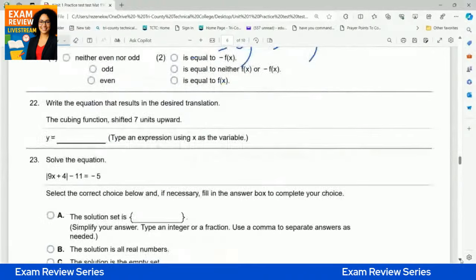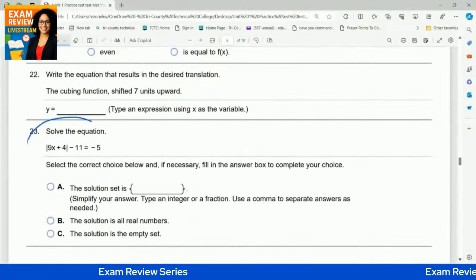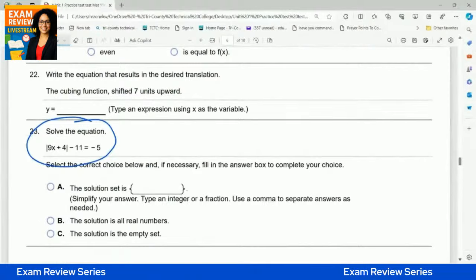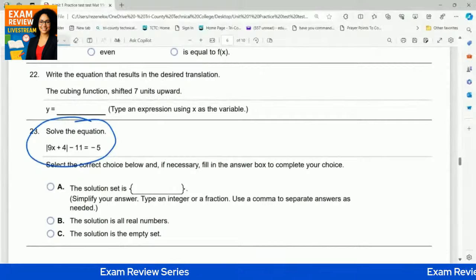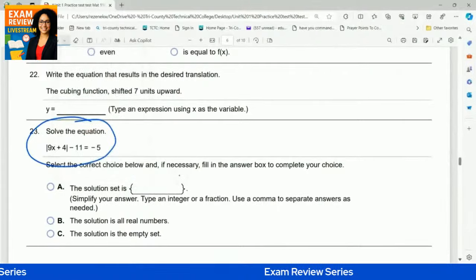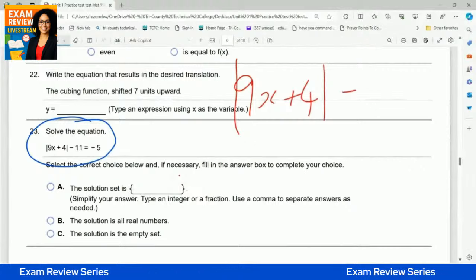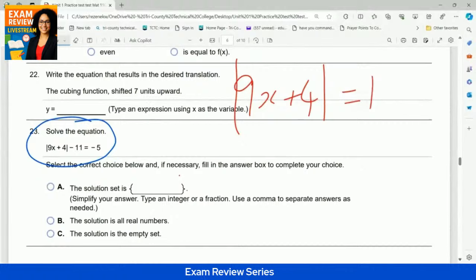Okay, solve the equation. Everybody see. Don't rule number 23 out. Even though it's an equal sign, it's an absolute value function, but you haven't isolated the absolute value. So the first thing we want to do is to isolate the absolute value. So 9x plus 4, absolute value, we go to the right. I'm throwing negative 11 to the right.